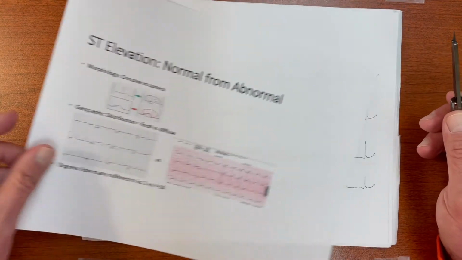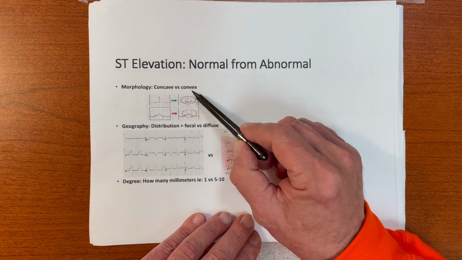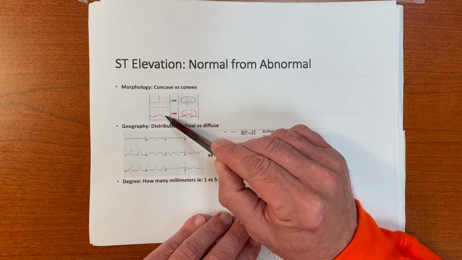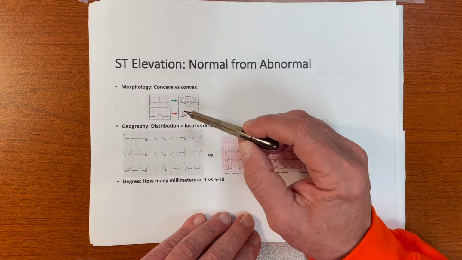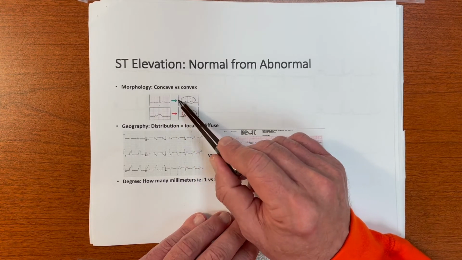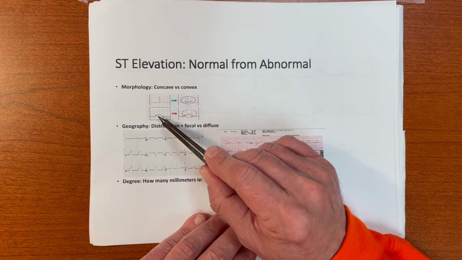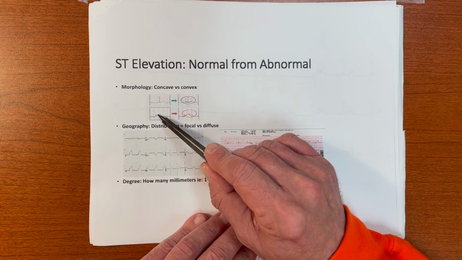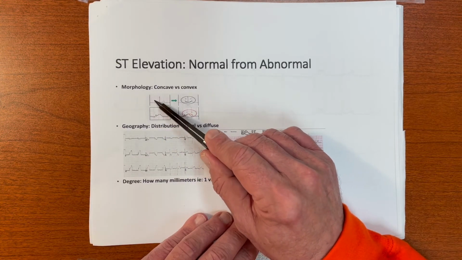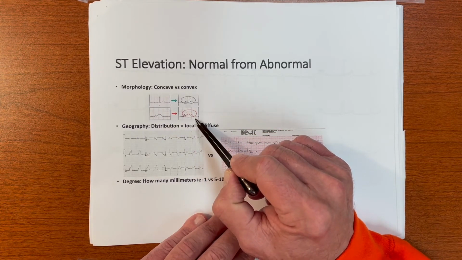So let's start with morphology. We use the words concave and convex. A lot of people have problems remembering which is which. So what you can do is think of it as a smiley face or a frowny face. See how the ST segment is convex, it bows outward, and here in concave, it's scooped like a U, like a smile, like a frown.